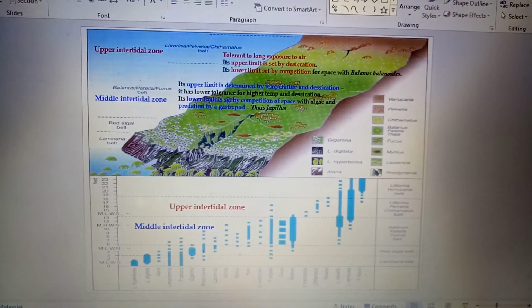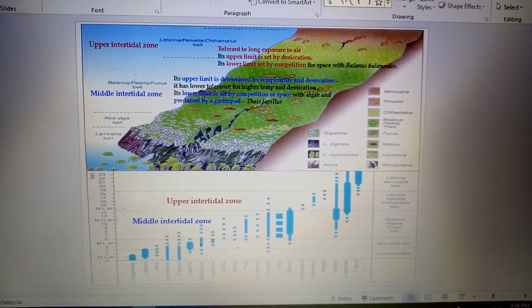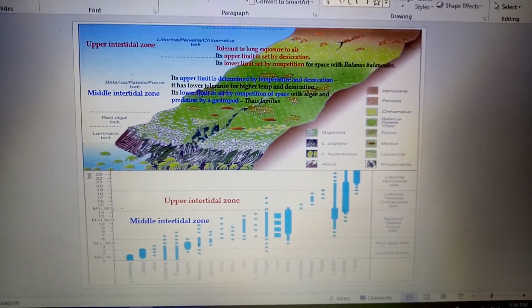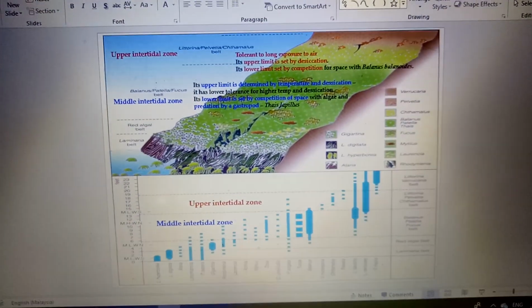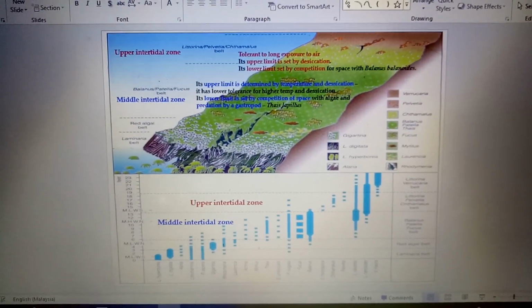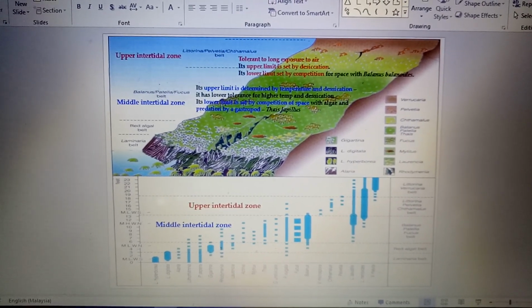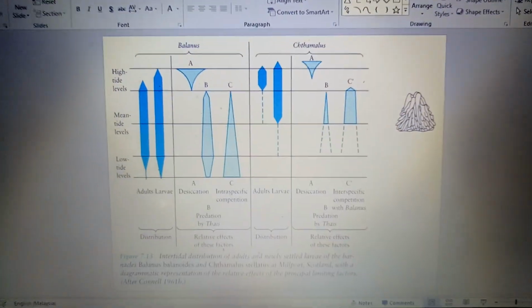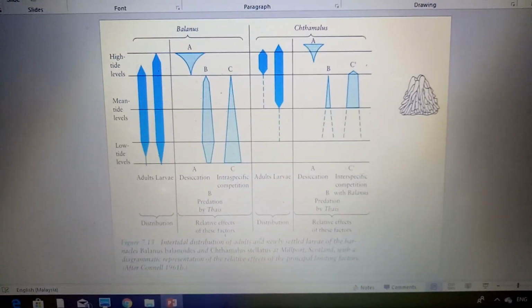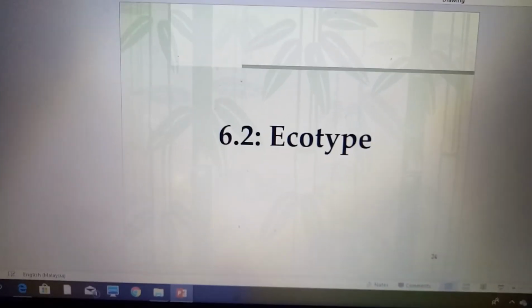Okay, this is actually the location for the upper zone and middle zone. If you look at this figure, there are two types of zone. The upper intertidal zone is the red color one, and the blue color one is the middle intertidal zone. This is actually the same thing. I think you can read by yourself. Okay, we continue with ecotype next after this. Thank you.